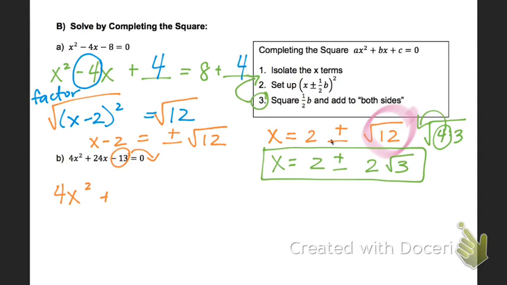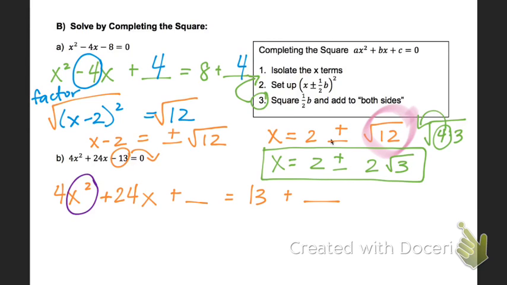So I'm going to move this over: 4x squared plus 24x plus blank equals 13 plus blank. Now, in order to create a perfect square, this first term cannot have a number in front. So you notice how in the first one it was just x squared. In the second one it has to be just x squared. So I need to divide everything by 4, left side and right side.